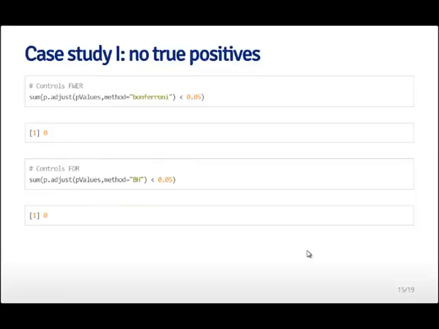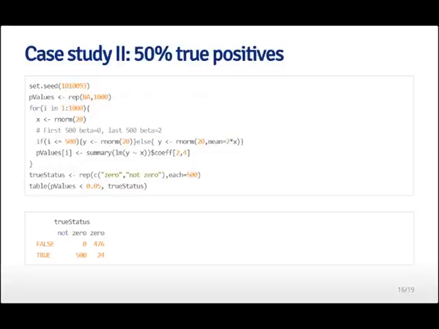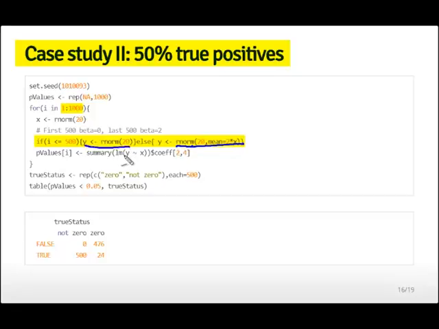Now I'm going to show another simple simulated scenario. In this scenario, 50% of the time there's going to be a relationship between the two variables. I'm going to simulate, again, 1,000 different y and x variables. For the first 500 sets of variables, I'm going to generate a y value that's independent of x. For the last 500, I'm going to generate a y value that has a mean equal to 2 times x, so there's a relationship between y and x. So for the first 500, beta is equal to 0, and for the last 500, beta is equal to 2.